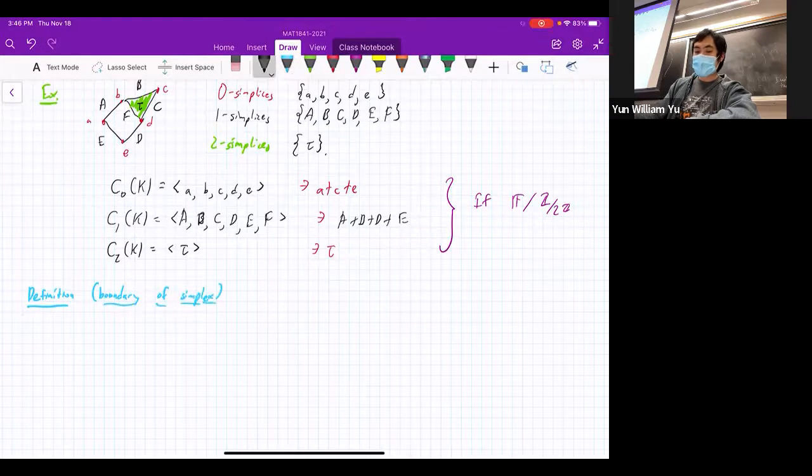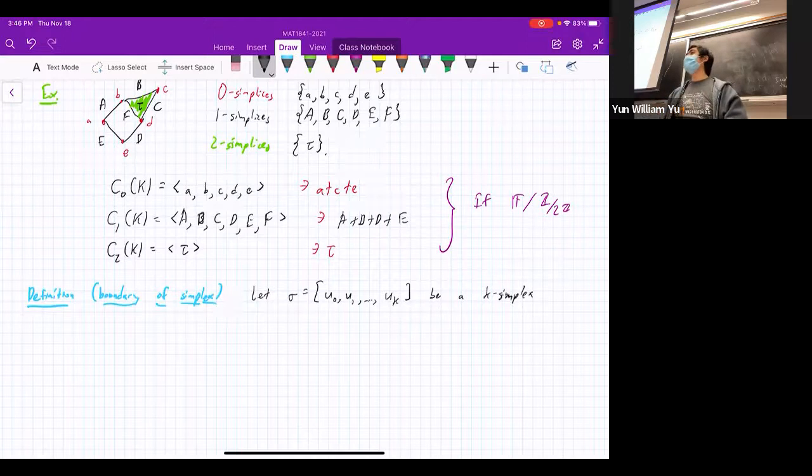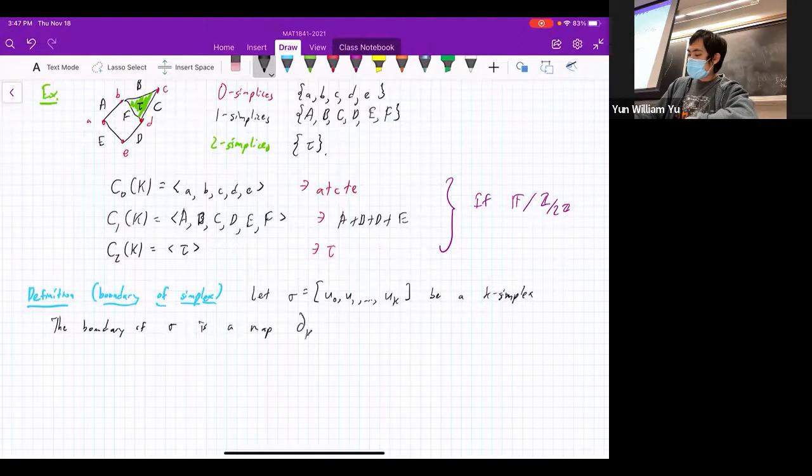And this will be quite important. So if we let sigma be equal to U0, U1 through UK be a K-simplex, then the boundary is just going to be all the faces of it. You're going to get all the faces from a simplex by taking the boundary operator. So the boundary of sigma is a map. Let's call it dk, or delta k, whatever.